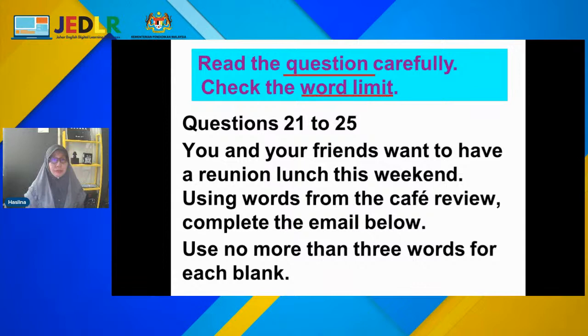Okay, in the instruction, they tell you about the word limit, remember? No more than 3 words, right? Okay, next.